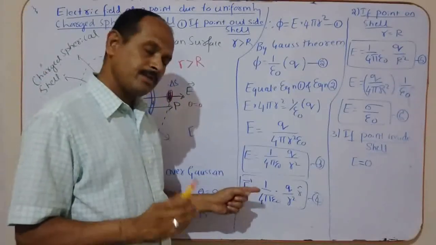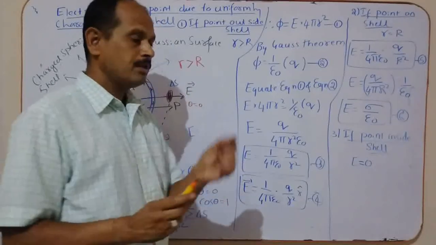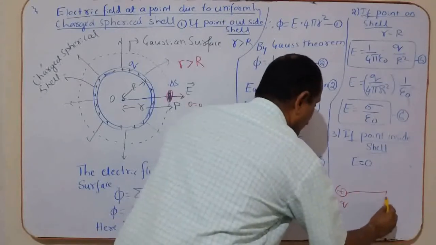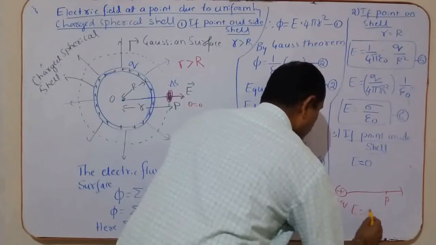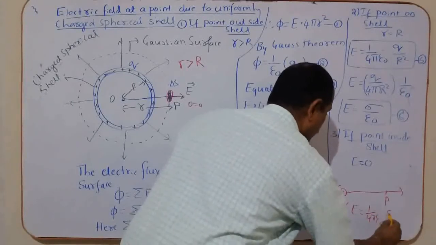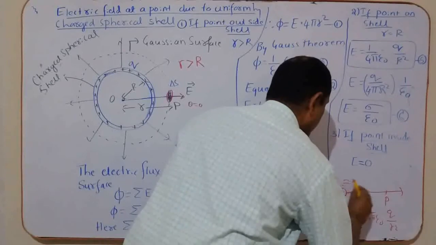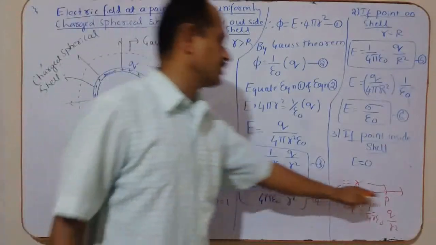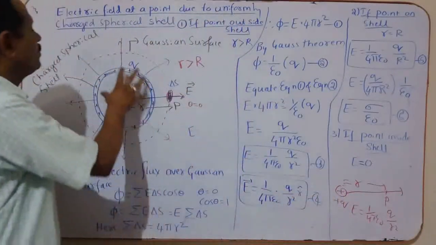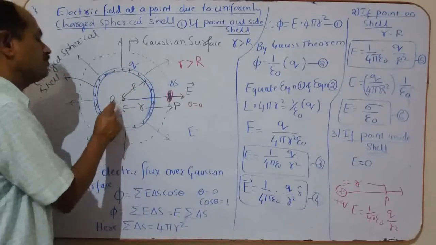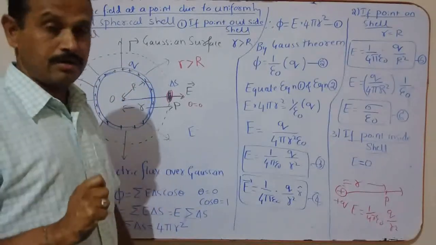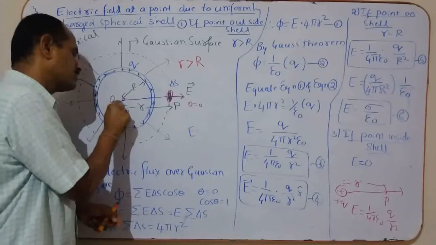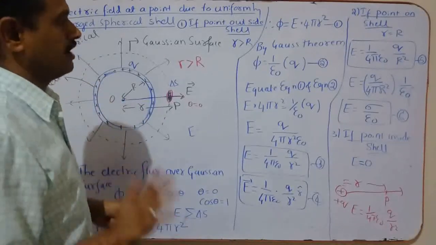Now, this expression is the same as the electric field at a point due to a point charge. For a point charge, the electric field equation is one by 4 pi epsilon naught q divided by r square. What is the meaning of this? It is the same as the electric field at a point due to the point charge. It means the total charge of the charged spherical shell is assumed to be concentrated at the center of the spherical shell. I'm going to repeat: the total charge of the charged spherical shell is assumed to be concentrated at the center of the spherical shell.